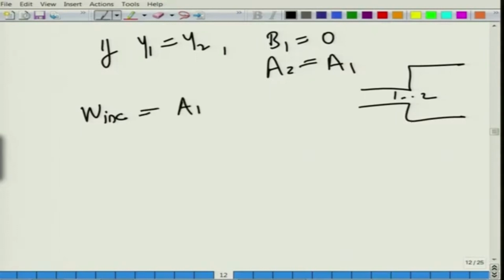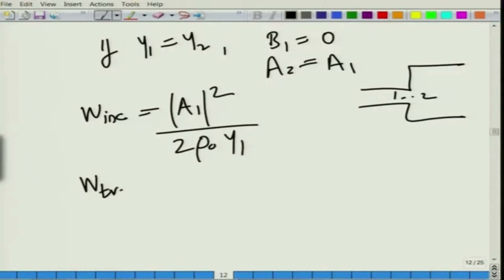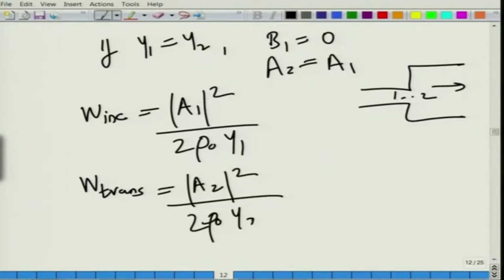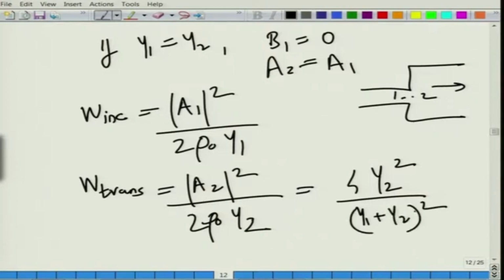This is |A1|² by 2 rho naught times Y1, and the transmitted power that goes here is nothing but |A2|² by 2 rho naught times Y2. If you recall, we just found out what Y2 is in terms of A1. So this becomes 4 times Y2 square by (Y1 plus Y2) square times |A1|².